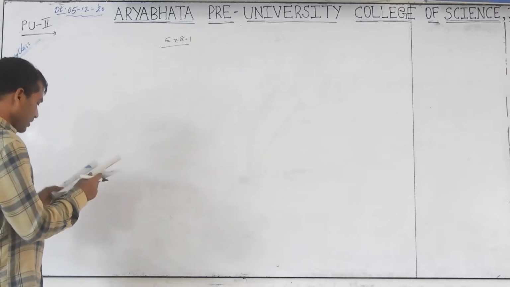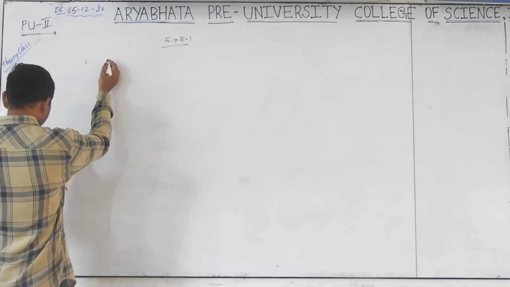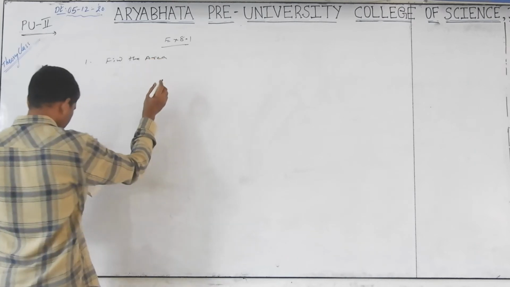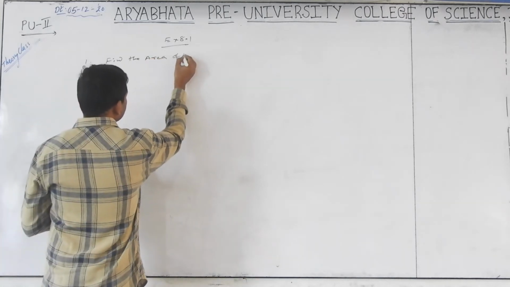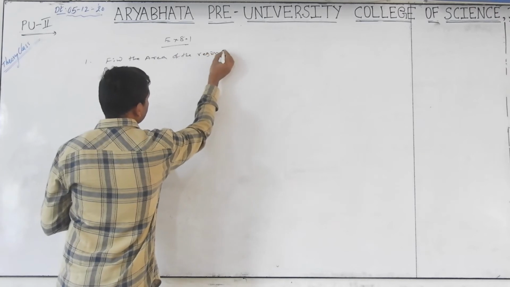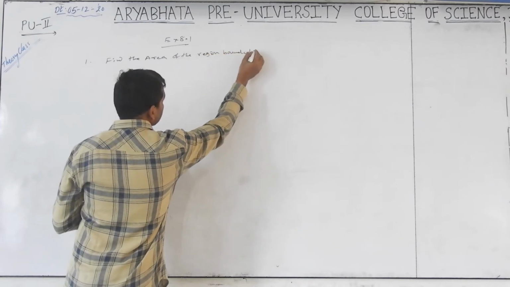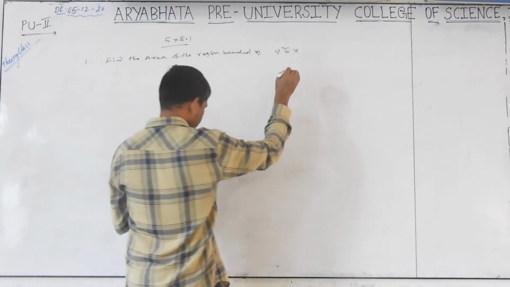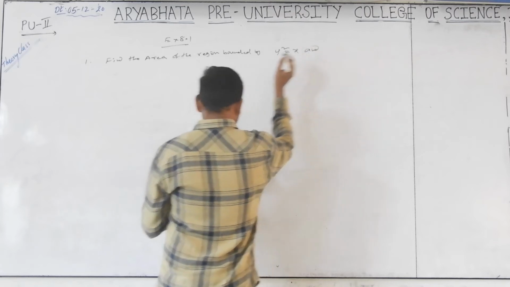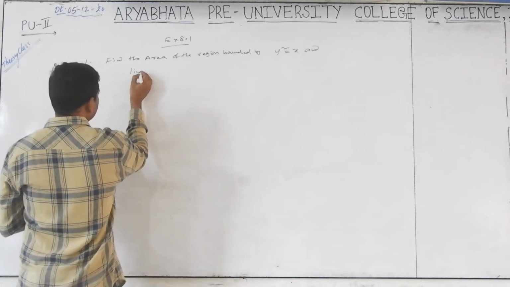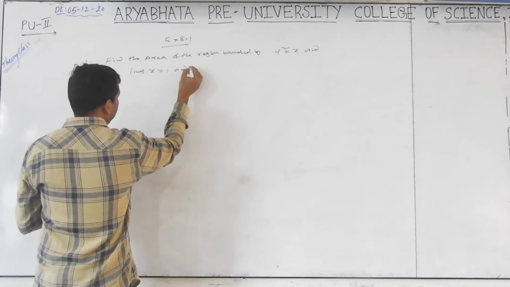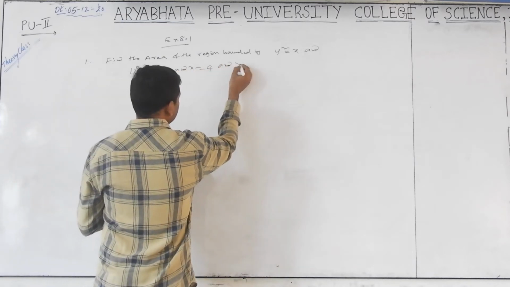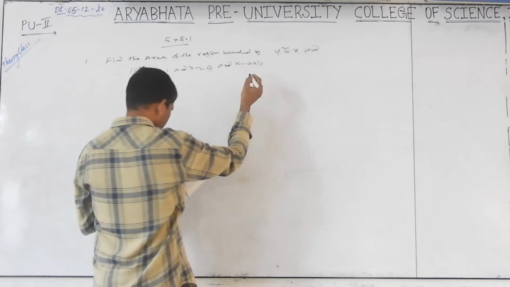Exercise 8.1. The first question is: find the area of the region bounded by the curve y square equal to x and the lines x equal to 1 and x equal to 4 and the x-axis in the first quadrant.